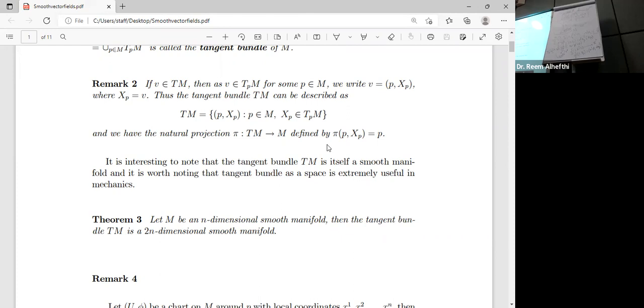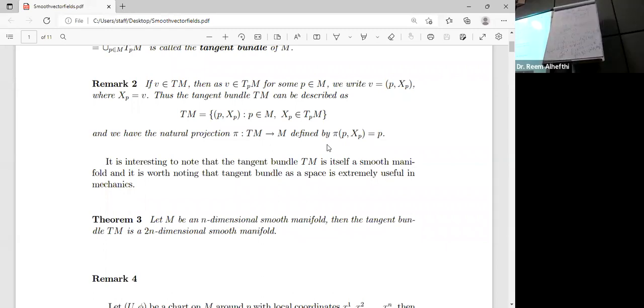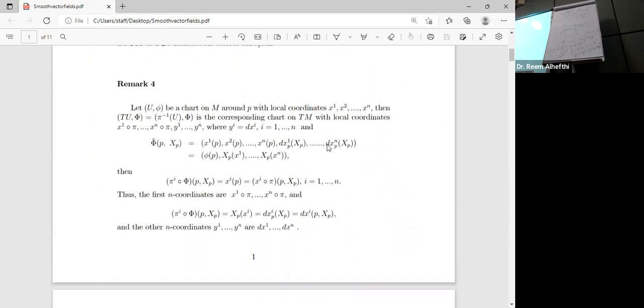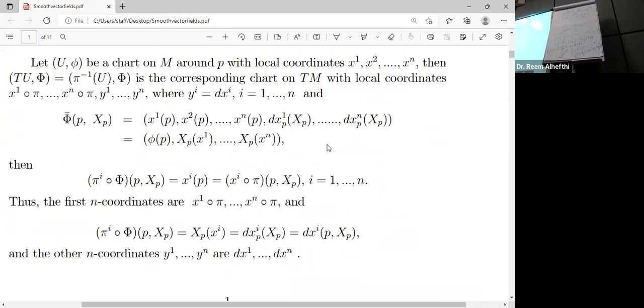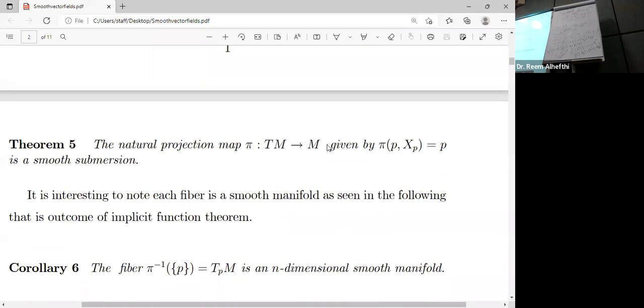And the differential structure we have constructed, it turns out that, here I have explained Remark 4 in the lecture. The theorem says the natural projection map, that is pi from the tangent bundle to M, given by pi of (p, x_p) equal to p, is a smooth map, and it is onto. And by virtue of that, it is a submersion.